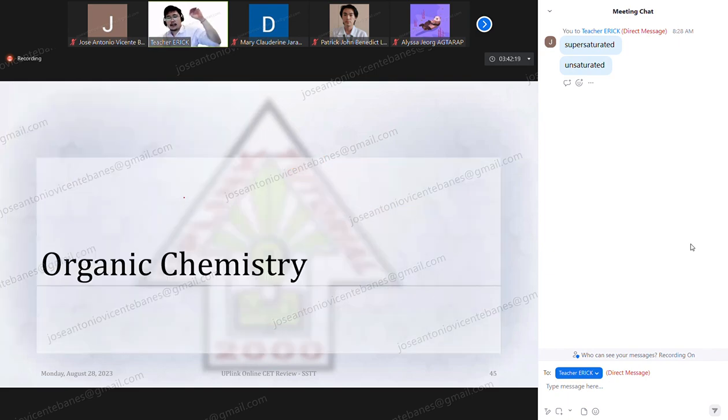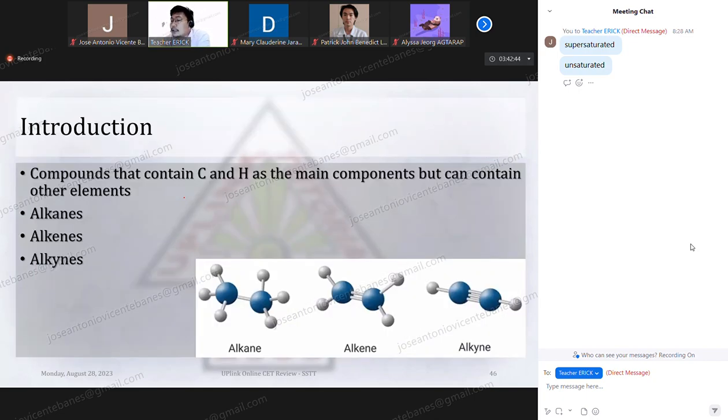Okay, proceeding now with your introduction to organic chemistry. When you say organic chemistry, these are carbon-based compounds that are basically hydrocarbons in the basic structure. These are compounds mostly used for reactions, like for carbon and hydrogen aliphatics, we have alkenes, alkanes, alkynes. For the introduction, these are compounds that contain carbon and hydrogen as the main components but can contain other elements. There are alkanes, alkenes, and alkynes.